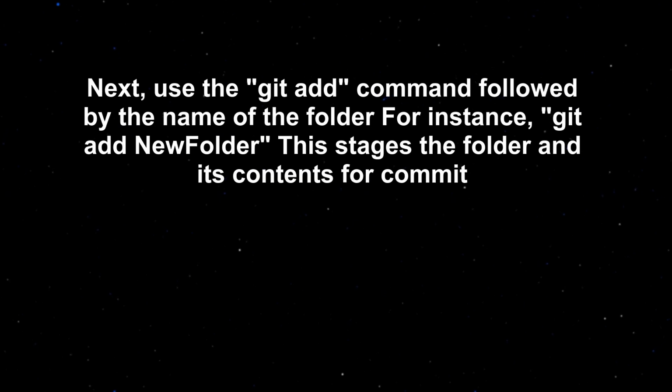Next, use the git add command followed by the name of the folder. For instance, git add new-folder. This stages the folder and its contents for commit.